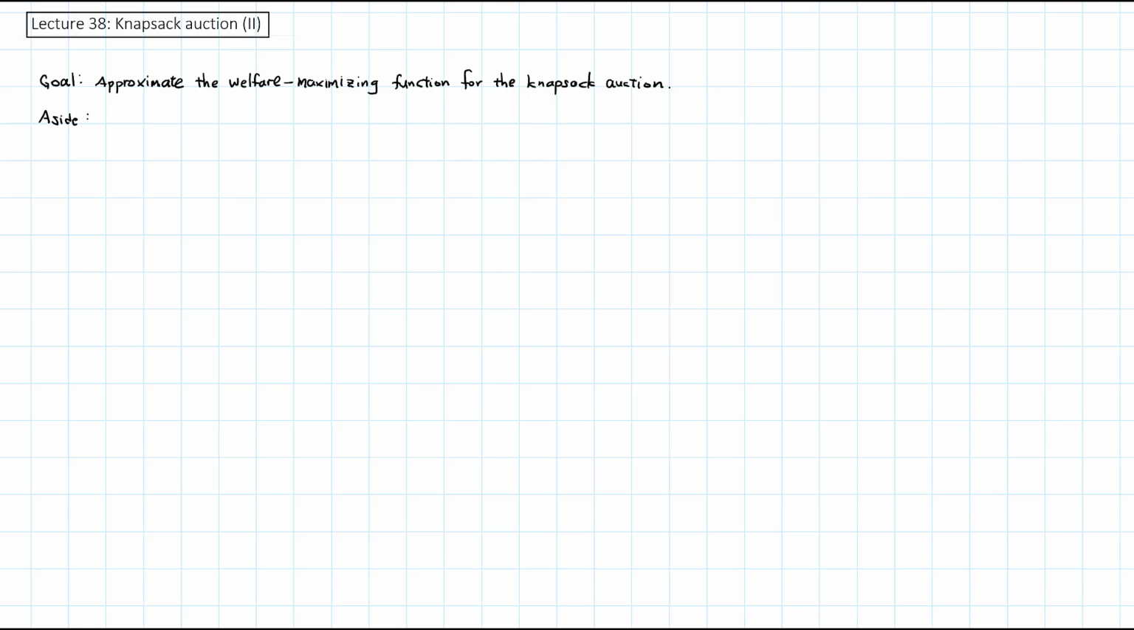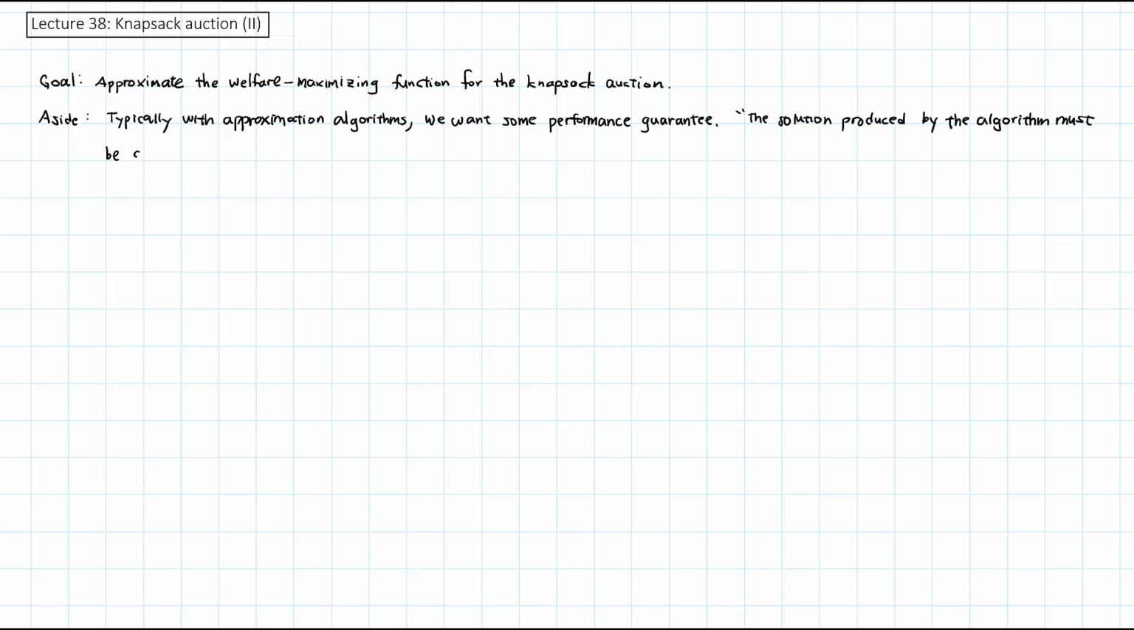As an aside, typically with approximation algorithms, we want some performance guarantee. This has the form: the solution produced by the algorithm must be at least this close to the theoretical optimal.